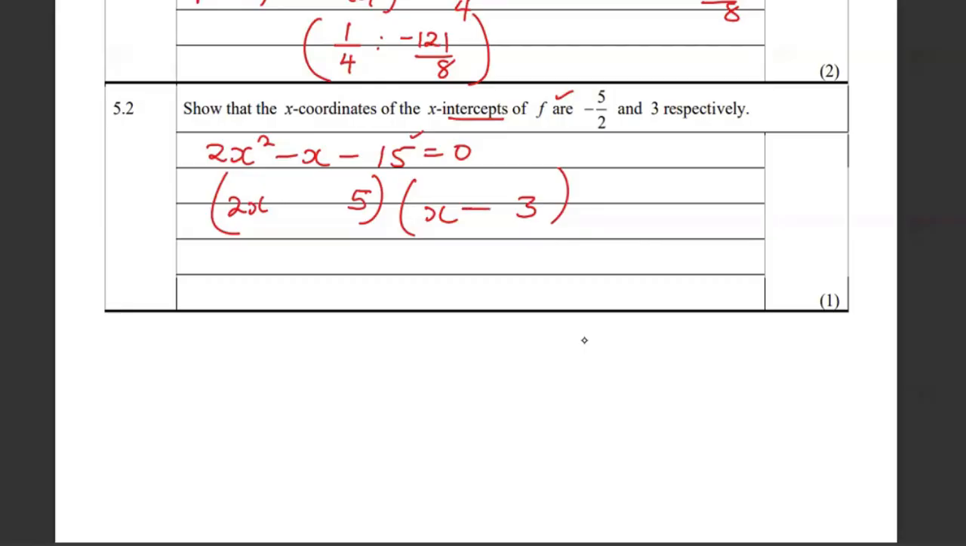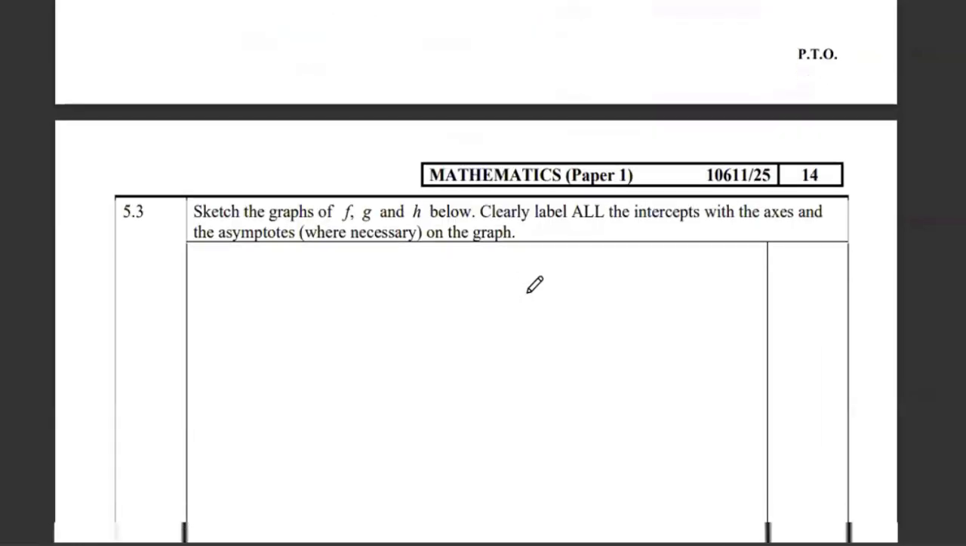Okay, I can put a negative, can put a positive, because that's going to be a 6 and then a 5, which gives me a negative. Perfect. So meaning that x is going to be -5/2, or x is going to be 3. That's all they needed. Sure. For 1 mark. All right.